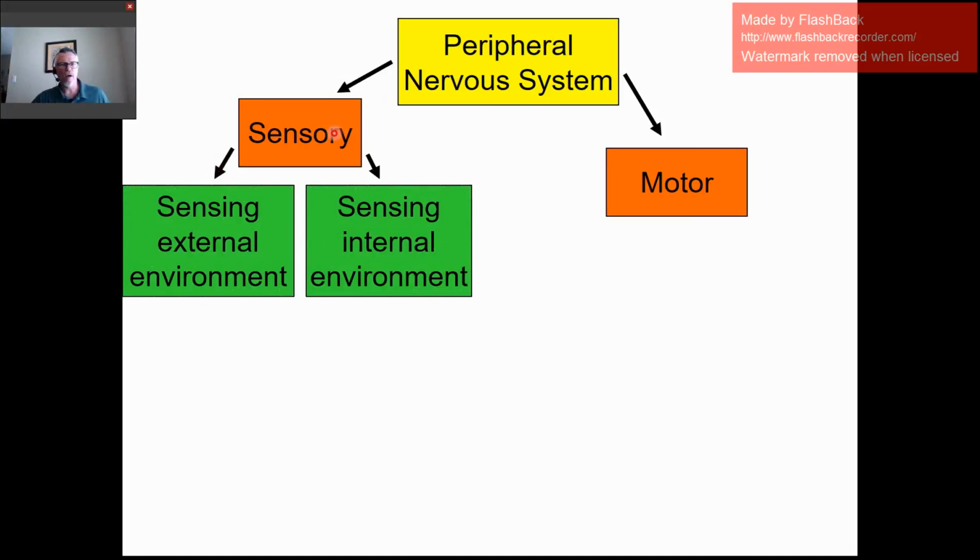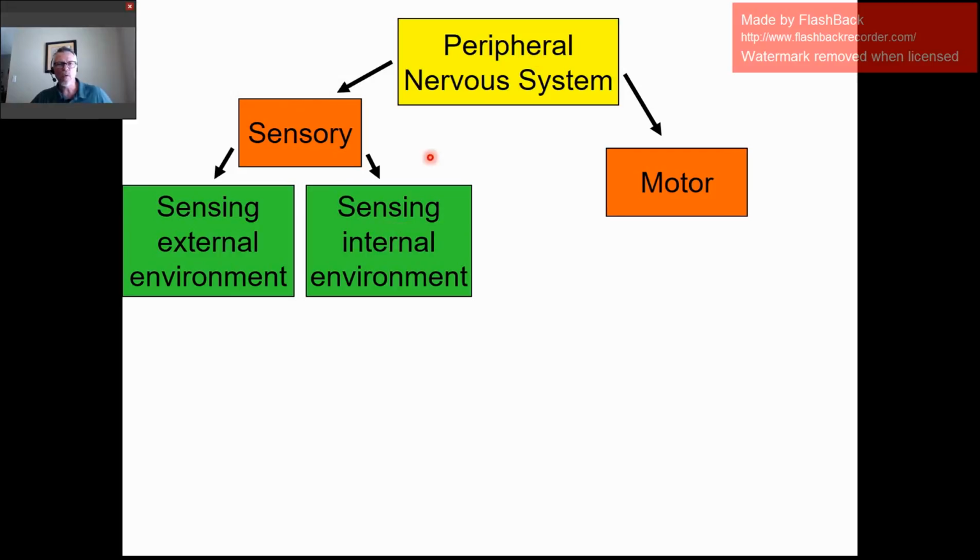There, we can focus first on the sensory nervous system, and that can be divided into two pieces. There's a component of it that is associated with sensing the external environment. So this is like the information coming in through your eyes and through your sense of touch and through your ears. So this is the basic five senses that we're familiar with, and how they send information into your brain through the peripheral nervous system.